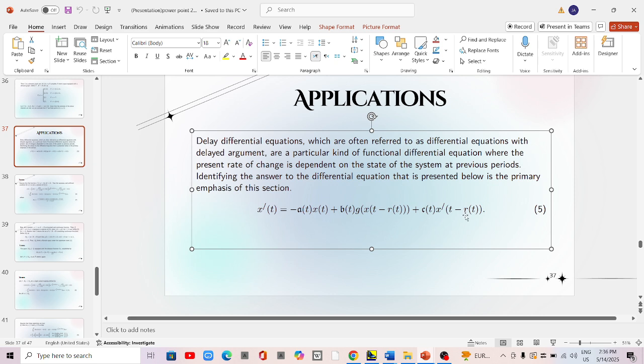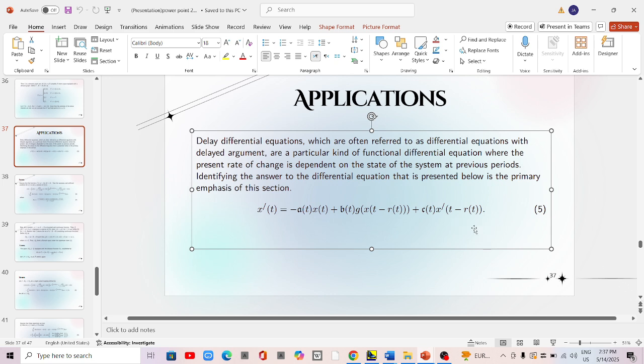The last term, the following term, makes the differential equation a neutral delay differential equation. Why? Because the derivative x dash of t appears with the delay. You can see that this x dash of t, t minus r of t, makes the following equation a neutral delay differential equation. Now, if we want to find the solution of this, there is a well-known lemma given below.